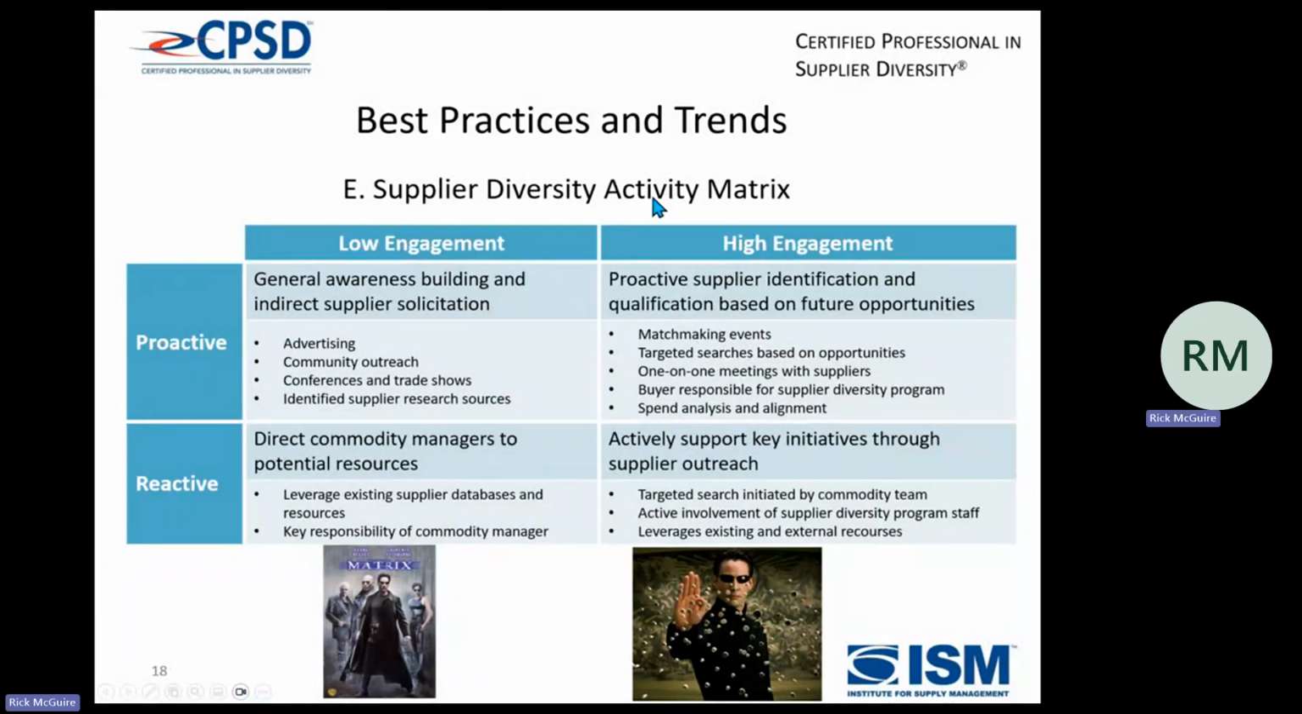Supplier diversity activity matrix. So you've got another 4x4. Proactive and reactive, low engagement and high engagement. Proactive and low engagement: general awareness building and direct supplier solicitation. Reactive in a low engagement environment: we direct commodity managers to potential resources. High engagement, proactive, is really where they want to be: proactive supplier identification and qualification based on future opportunities. And reactive in high engagement is actively supporting key initiatives through supplier outreach.